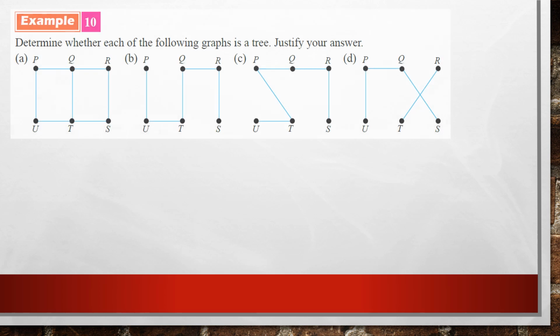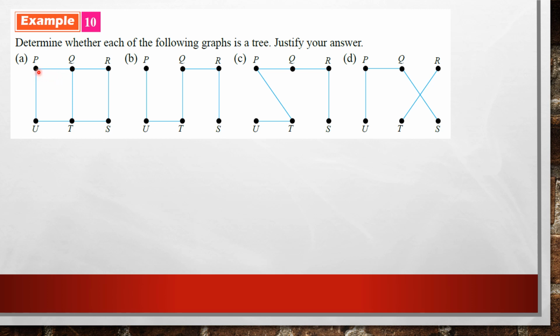Next, we look at example 10 from your textbook, page 140. Determine whether each of the following graphs is a tree. Justify your answer. So we look at diagram A. Okay, we just take any two vertices, for example, P and Q. Do you have more than one way to reach Q from P?